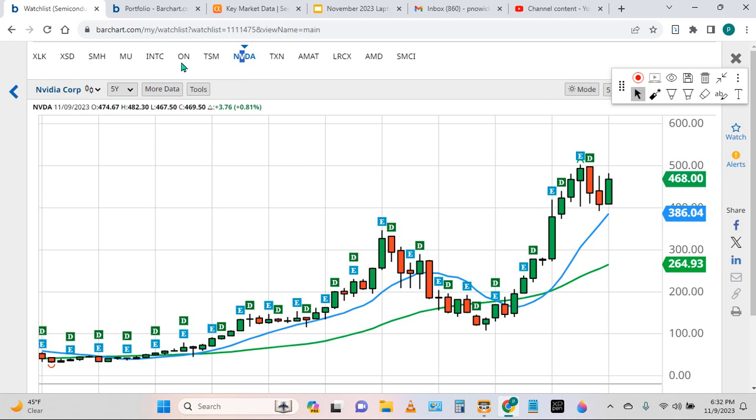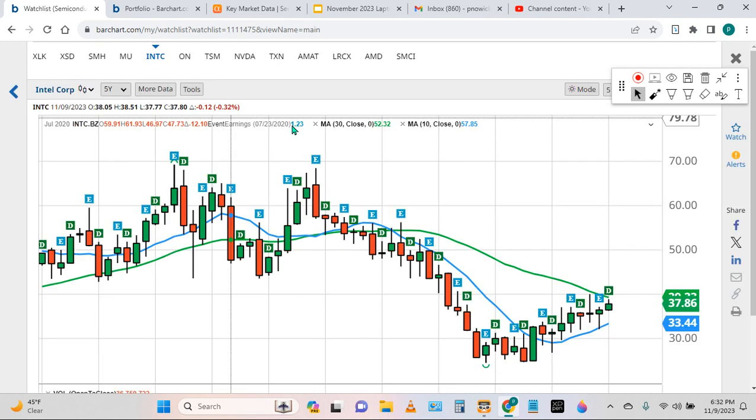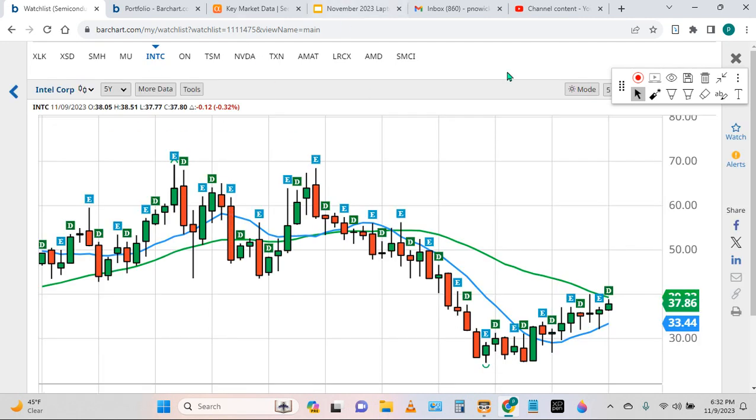We'll look at one more. We can take a look at something like Intel company. Intel gives us a little bit different picture than the other two. On this, I would say this has been relatively weak. And we had this sloppy trend.